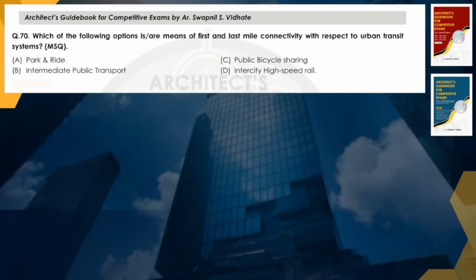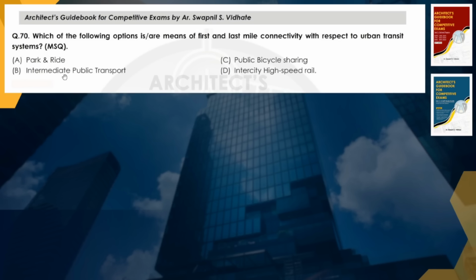All these options, park and ride, intermediate public transport, public bicycle sharing, are related to last mile connectivity. Whereas intercity high speed rail is not something which facilitates people within the city, right? Intercity high speed rail will connect two cities. So park and ride means you can park your vehicle, take the rapid transit system, and then go to your destination.